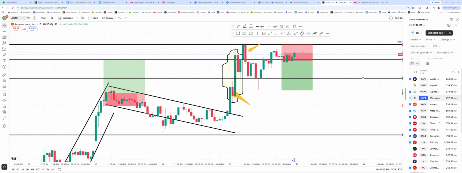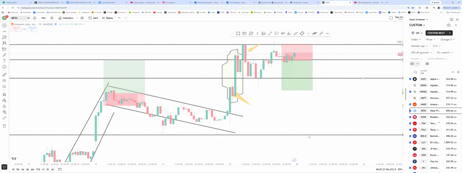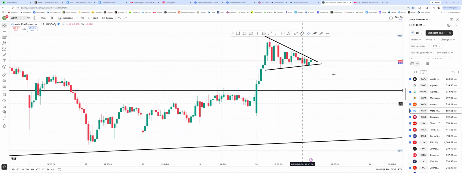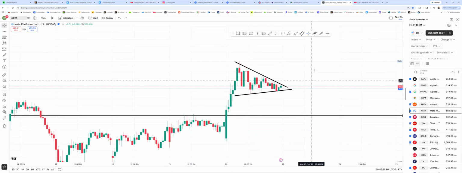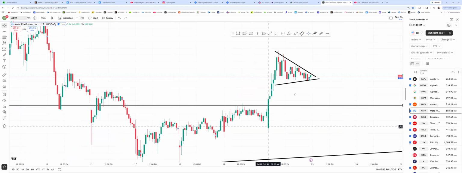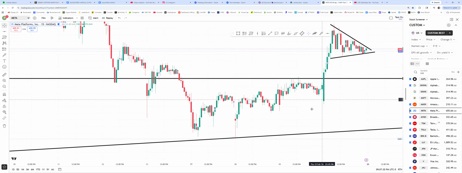Right? So Meta, where they at? So Meta, we got this. I don't know how it's gonna break, but there were so many opportunities for Meta.